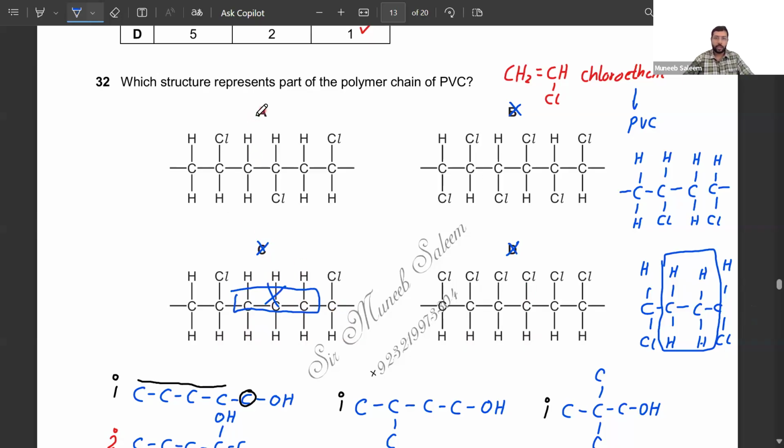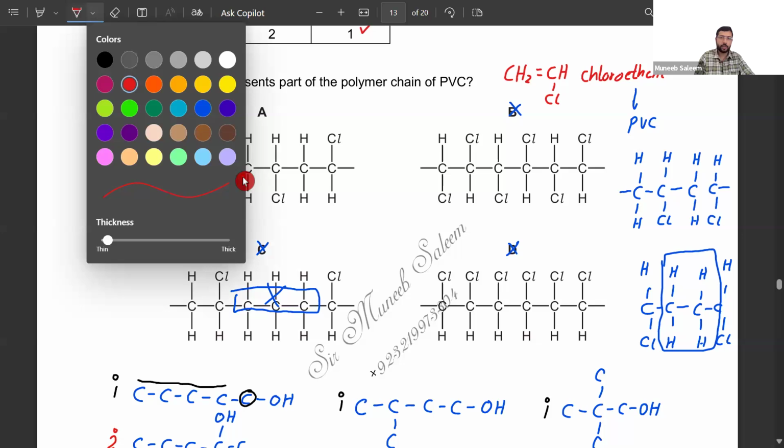Now, if you look at option A, it says there is chlorine on alternate positions of the carbon atoms. So that's the correct option. That's why A is the correct answer.